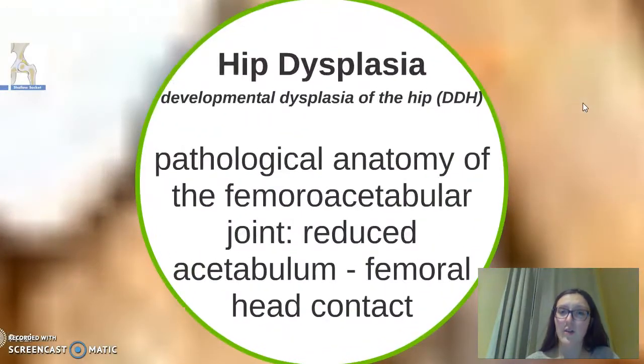Hip dysplasia, otherwise known as developmental dysplasia of the hip, further referred to as DDH, is a pathological anatomy of the femoroacetabular joint, aka the ball and socket hip joint, that is caused by reduced acetabulum femoral head contact.